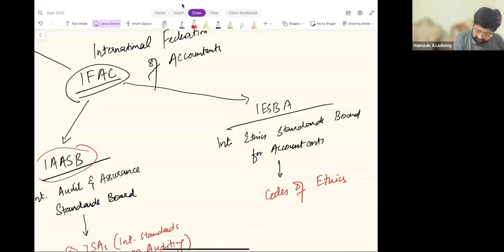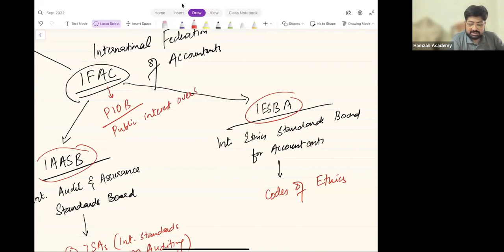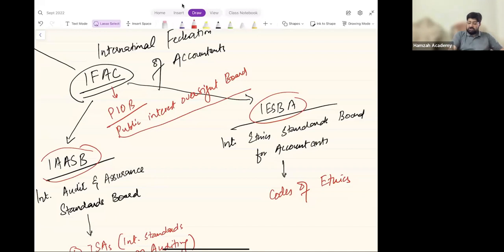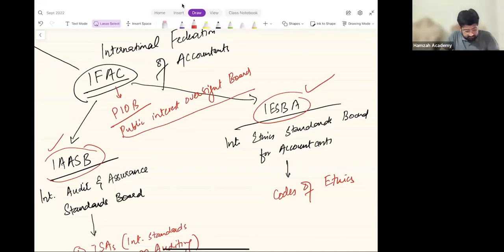You know, I have discussed just 2 subcommittees of IFAC. There are so many subcommittees. We do not have to discuss all of those. Another subcommittee is PIOB, Public Interest Oversight Board. What does it do? It oversees the function of these subcommittees, as well as it nominates their members.